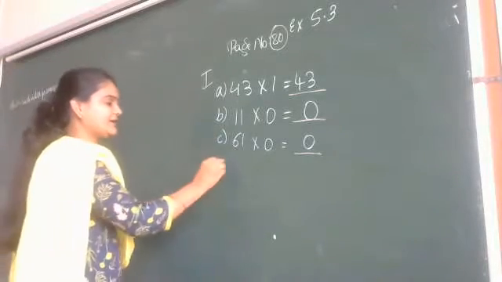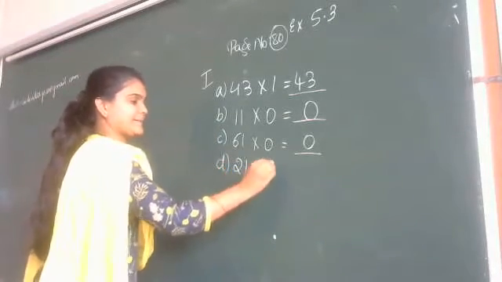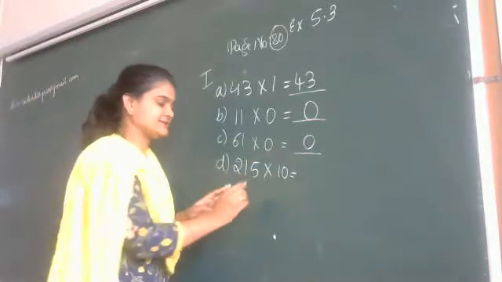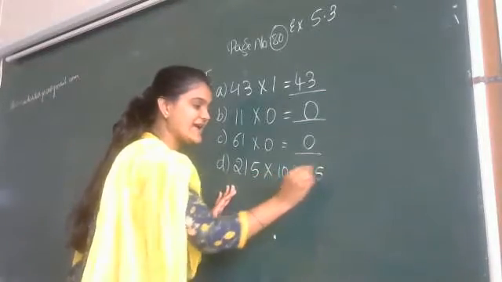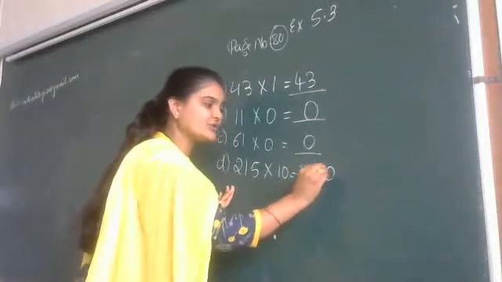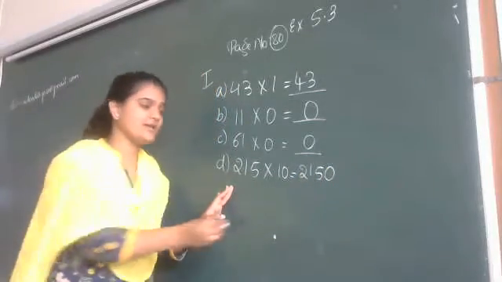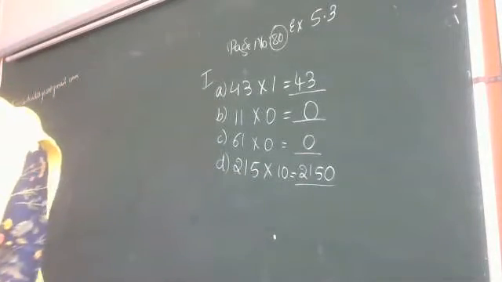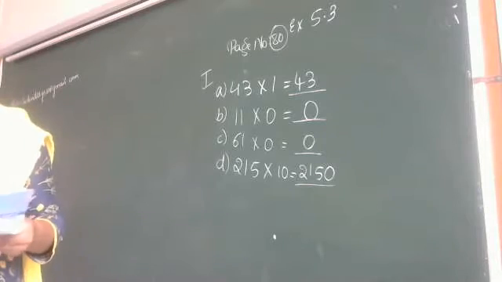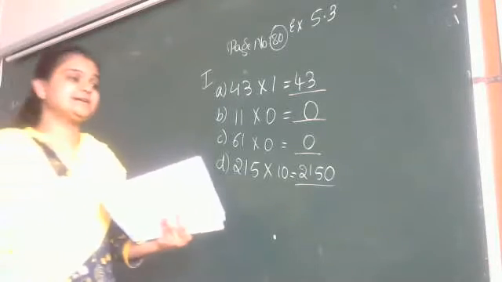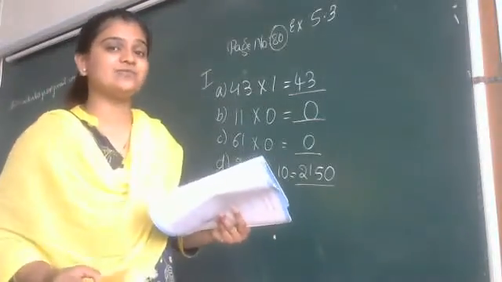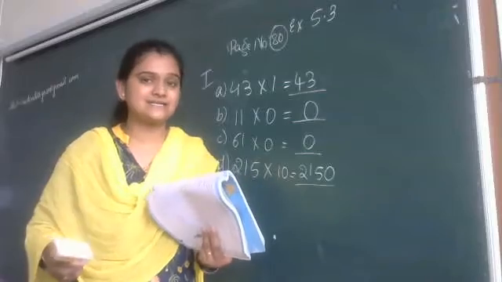Next one, D, 215 into 10. It will be 215 as it is if you multiply it by 1. But we are multiplying it by 10, which means there will be a 0 in the ones place. Next, E and F are for homework. 92 into 10. 336 into 10 will be 3360.